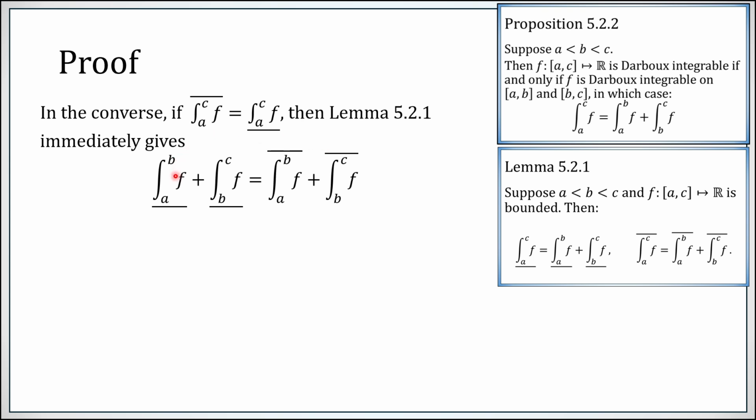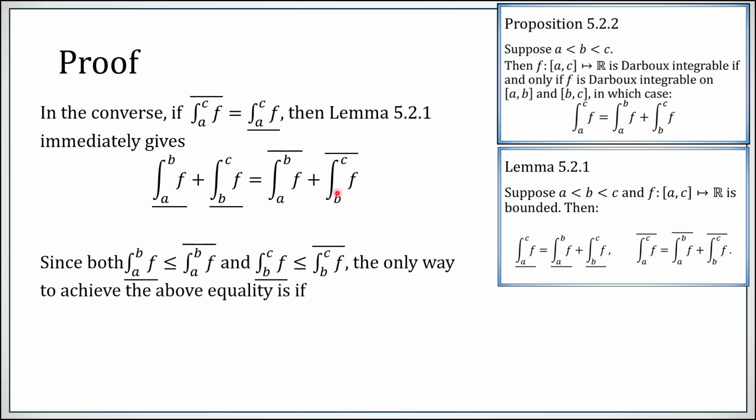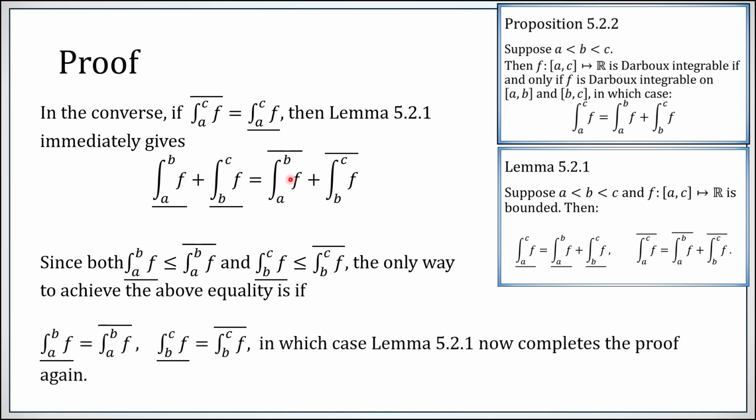We simply need to establish that this single lower integral equals this single upper integral, and this single lower integral equals this single upper integral. Now, the lower integral from a to b is less than or equal to the upper integral from a to b, and similarly for the interval from b to c. So if this is less than or equal to that, and this is less than or equal to that, the only way I can sum together these two things, which are individually less than or equal to these two, and achieve equality, is if this is equal to that and this is equal to that.